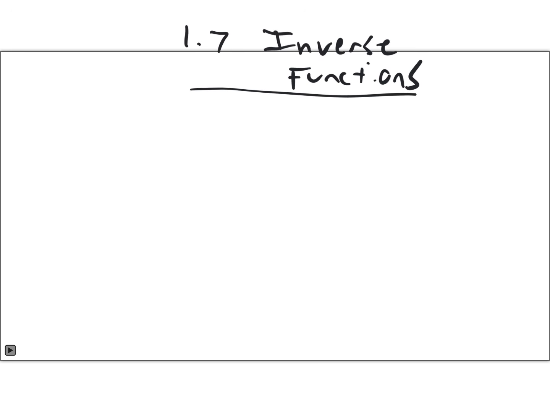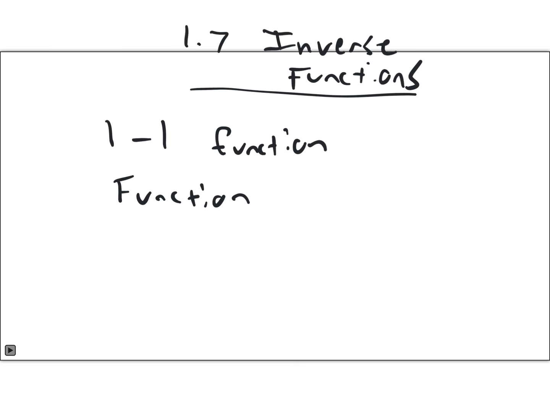All right, this is for lesson 1.7, inverse functions. Some prerequisites: you have to remember the definition of one-to-one, and you have to know the definition of a function. Because a graph or an equation can be a function, but yet not be one-to-one.